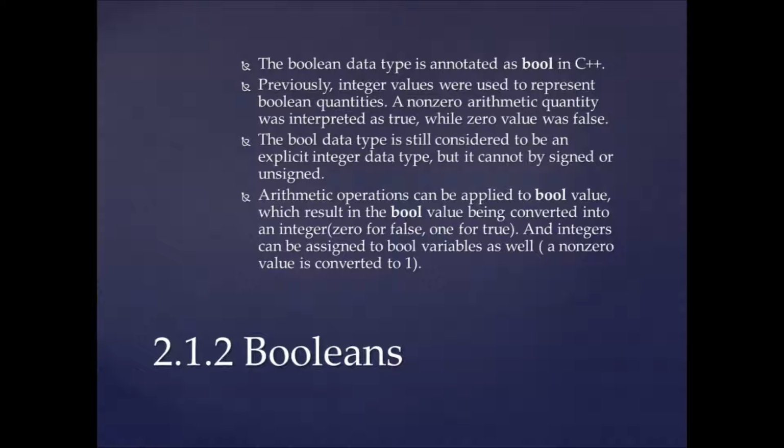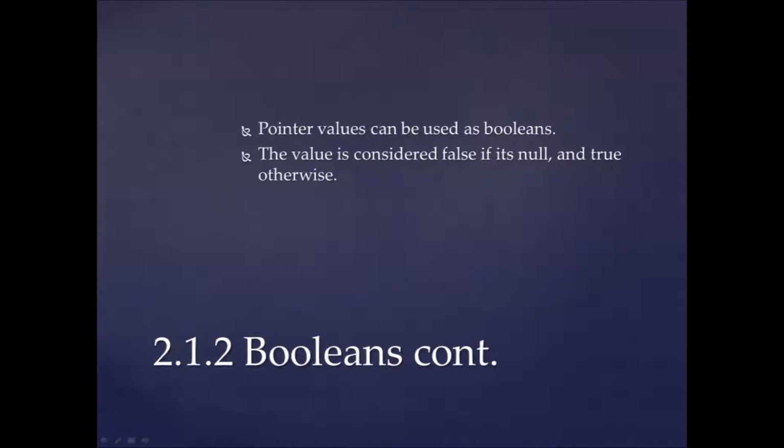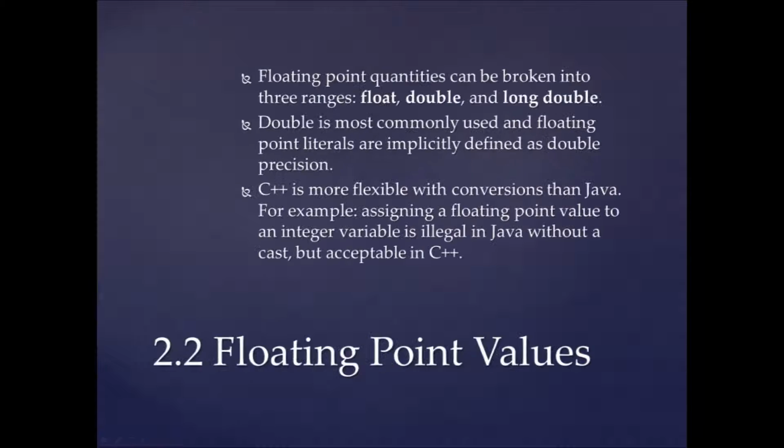unsigned. Arithmetic operations can be applied to bool values, which results in the bool value being converted into an integer, 0 for false, 1 for true. Then integers can be assigned to bool variables as well. A non-zero value is converted to 1. Pointer values can be used as booleans. The value is considered false if it is null and true otherwise.